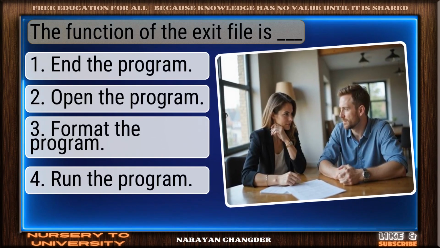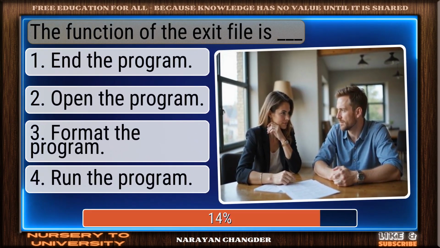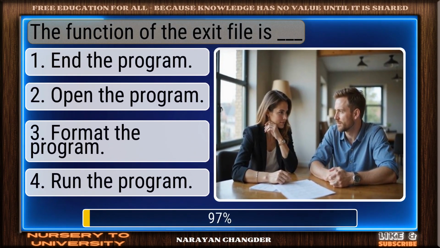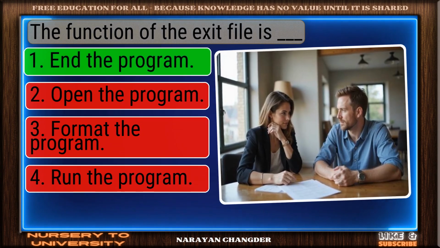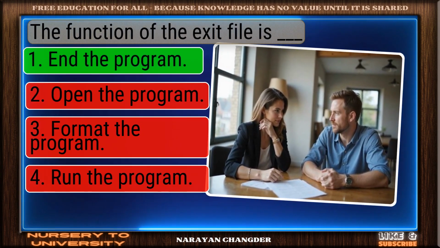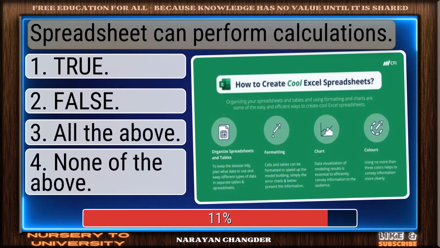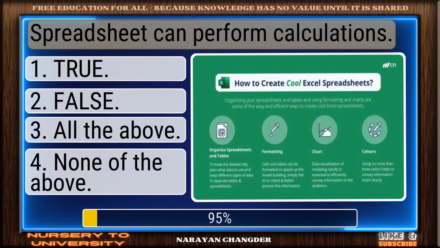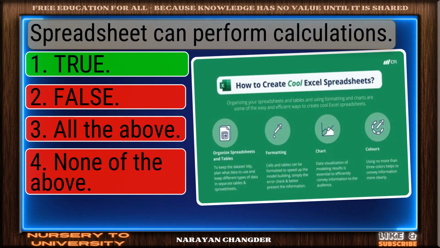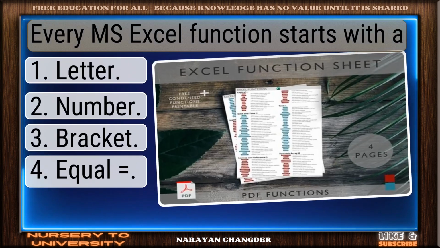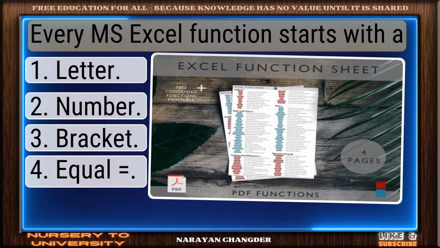The function of the exit file is dash. You got it. Your choice end the program is right. Spreadsheet can perform calculations. Nice work. You chose true and it is correct. Every Ms Excel function starts with a.